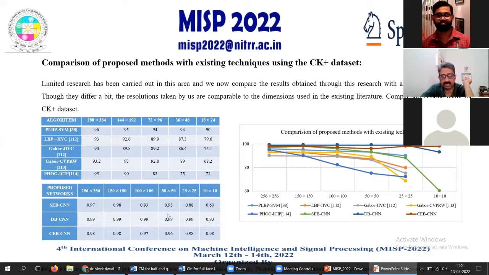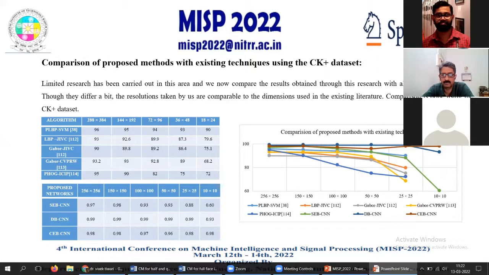So for the first network, for a 10 cross 10, we are getting 60%, 93%, and 98%. Whereas the existing literature gives us in the range of 79 to 72% for very low resolution images. And this is the graph that has been plotted. So if you look at the 79 to existing one. Yeah, so one of them has also got 90%, for example, reference number 38, for a resolution as small as 18 into 24, has got 90%, while we have got something close to 98% and 93%.